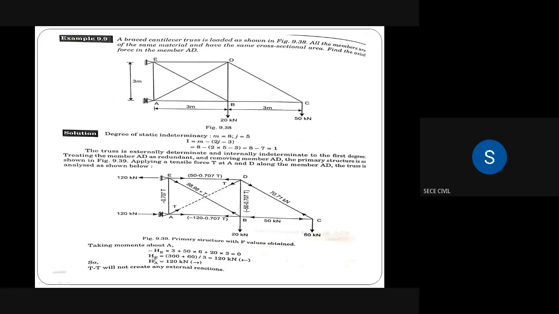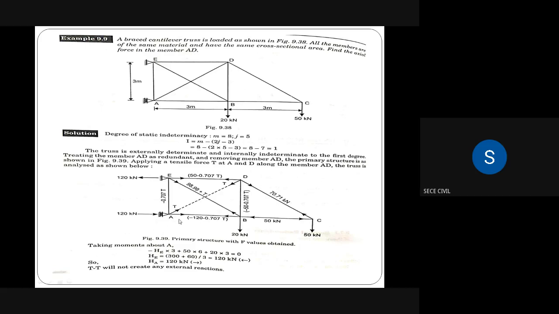So the first step is we have to calculate the support reactions. There are two supports at E and A. Load is also acting at joint B and joint C. At joint B 20 kilonewton and at joint C 50 kilonewton. So we can calculate the reaction forces by taking moment about point A or point E. In this case they calculated moment about point A. Because of 20 kilonewton you'll get a moment, and because of 50 kilonewton also you'll get a moment.